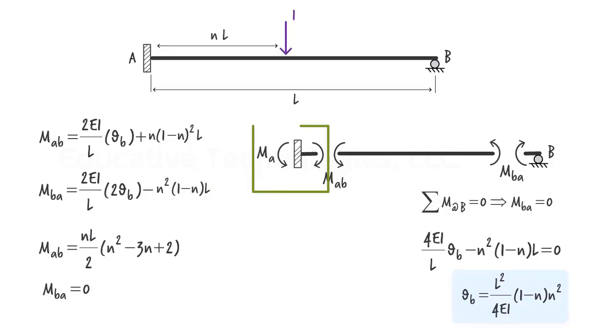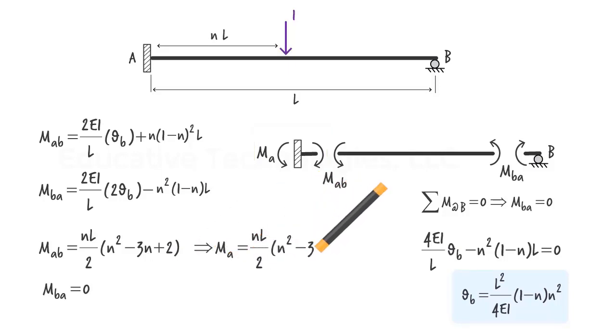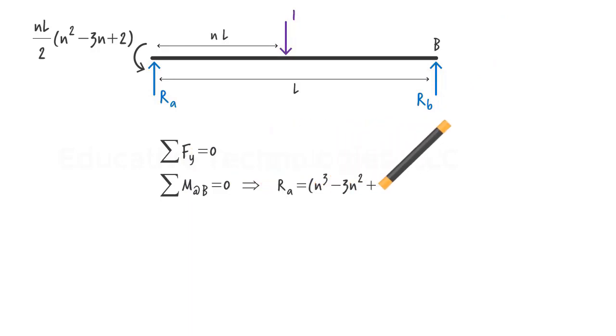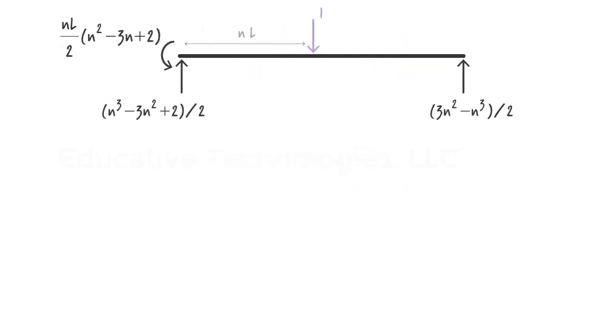Knowing that the sum of the moments at the fixed end must be 0, we can easily determine the moment reaction, MA, at the support. Having MA, now we can determine the remaining support reactions using the equilibrium equations. The vertical reactions are. So, here we have the support reactions in the beam as a function of the position of the unit load.